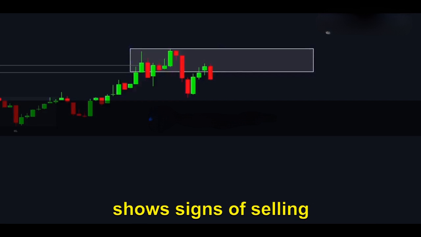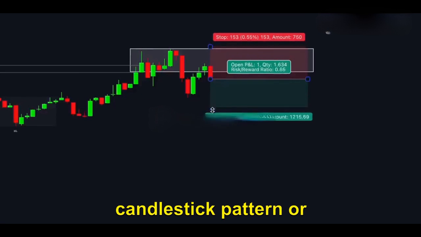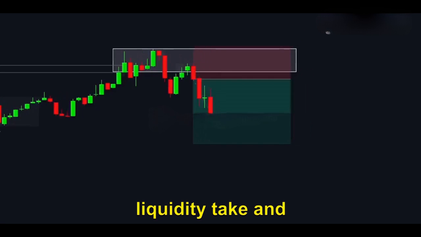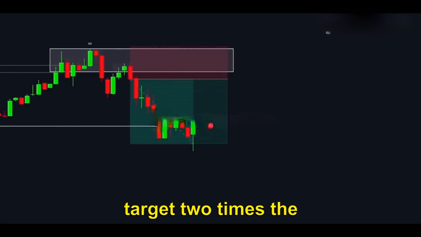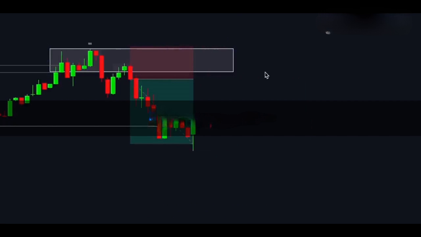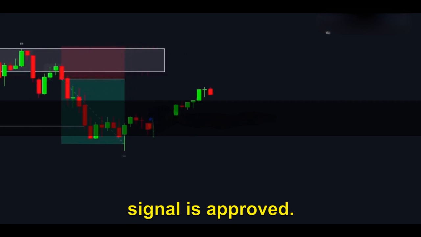Open a trade if the market shows signs of selling pressure. Use an engulfing candlestick pattern or the stochastic RSI. Set the stop loss slightly above the liquidity take and target 2 times the risk. Now let's use your knowledge in practice. In the following example, I want you to decide whether the sell signal is approved.